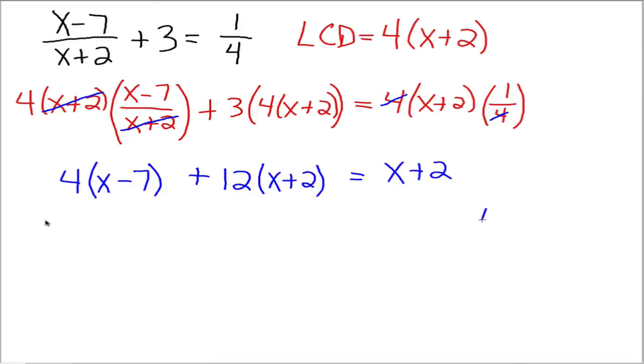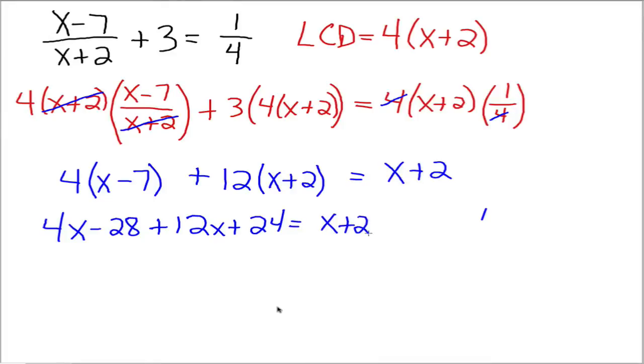Alright, so distribute through, we have 4x minus 28 plus 12x plus 24 is equal to x plus 2. Alright, again, we have a linear equation. So we want to get all the x's on one side and everything that does not have an x to the other side of the equal sign. Alright, so on the left side we have 4x plus 12x, which is 16x, and then subtract this x from the right side and you're left with 15x on the left side.